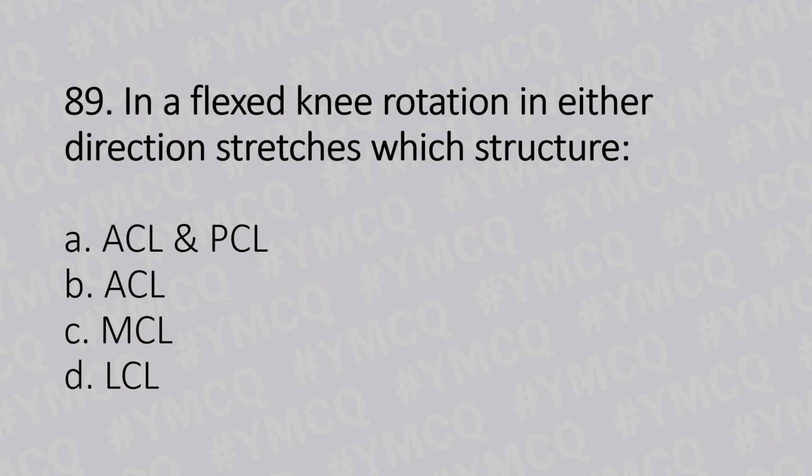Moving to our 89th question. In flexed knee, rotation in either direction stretches which structure? Option A, ACL and PCL, that's anterior cruciate ligament and posterior cruciate ligament. Option B, ACL. Option C, medial collateral ligament, that's MCL. Option D, LCL, that's lateral collateral ligament. And the answer is ACL and PCL.